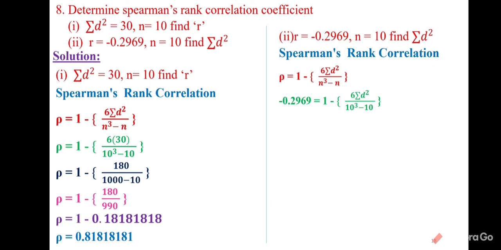Summation d square value we don't know, so the other values we know. Rho, that is called the rank correlation value, 0.2969 equal to 1 minus 6 summation d square divided by 10 cube minus 10. Here, on left and right, you see the simplifications, and then transfer left to right, right to left. Where minus is there, it becomes plus, and where plus is there, it becomes minus. So we will get it in this form.